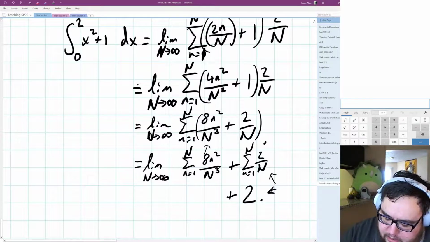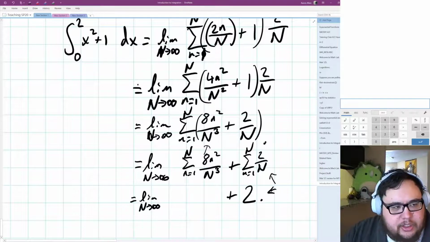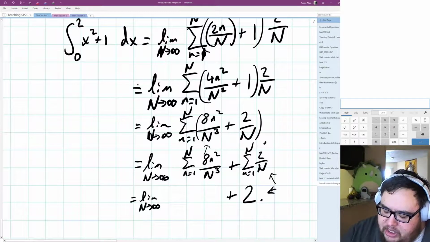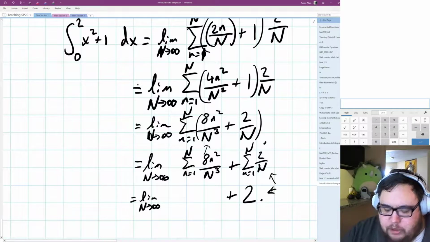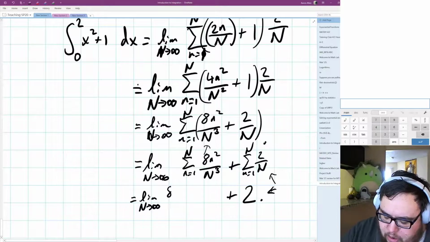We still have our limit as big N goes to infinity. For this one over here, this big N cubed is actually constant with regards to the index of this sum. The index of the sum is little n. Big N is only going to change when we actually apply our limit at the end. So we can actually pull our big N cubed and our 8 out of this sum. So we get 8 over big N cubed times the sum from n equals 1 to big N of n squared.